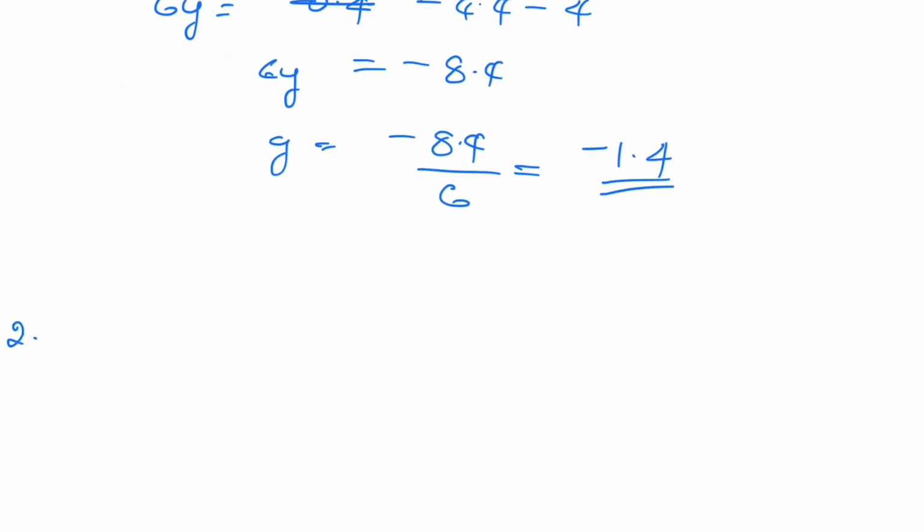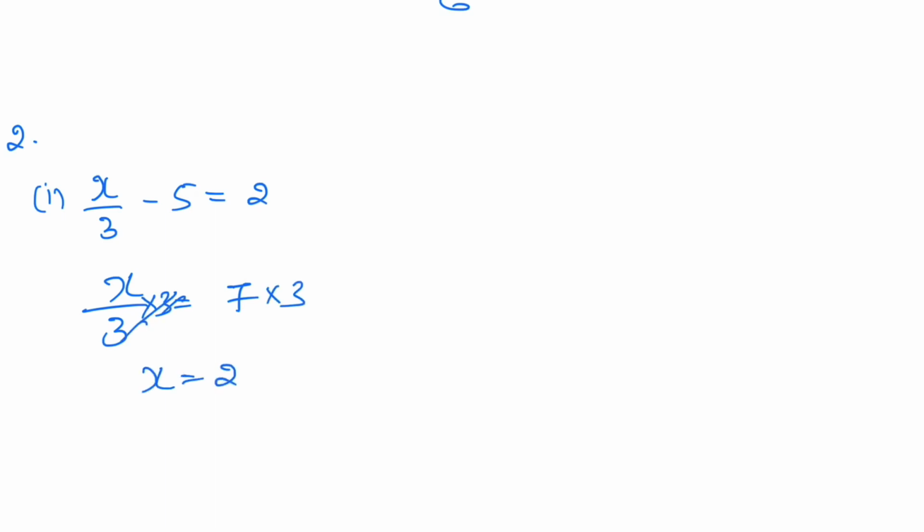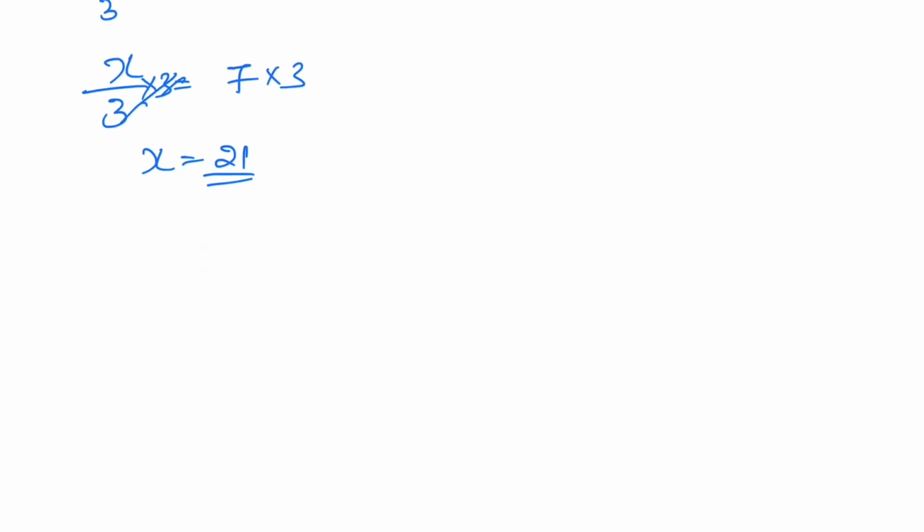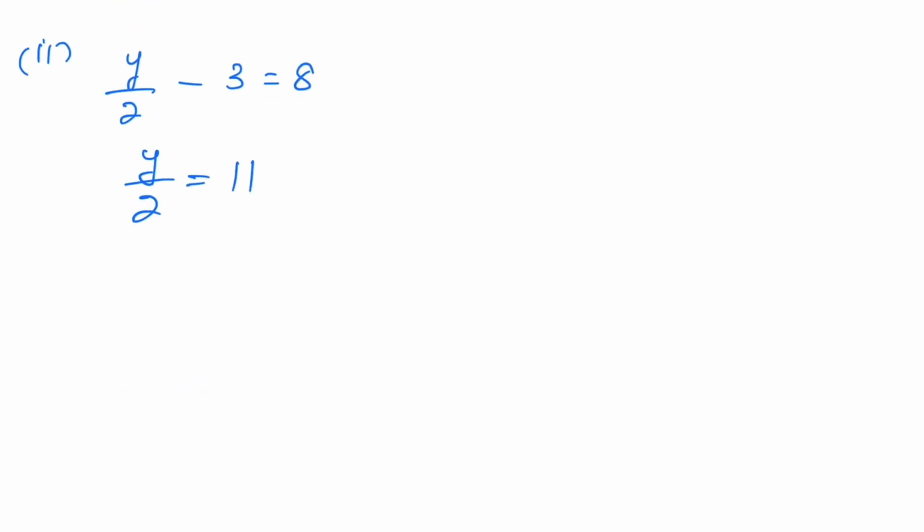Now coming to the second main, you have solve. First one, x by 3 minus 5 is equal to 2. x by 3 is equal to 2 plus 5, that is 7. Into 3 will give you x is equal to 21. Second one we have y by 2 minus 3 is equal to 8. y by 2 is equal to 8 plus 3, that is 11. y is equal to 11 into 2, that is 22.